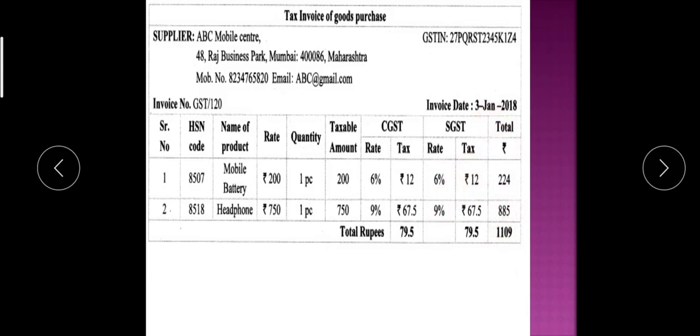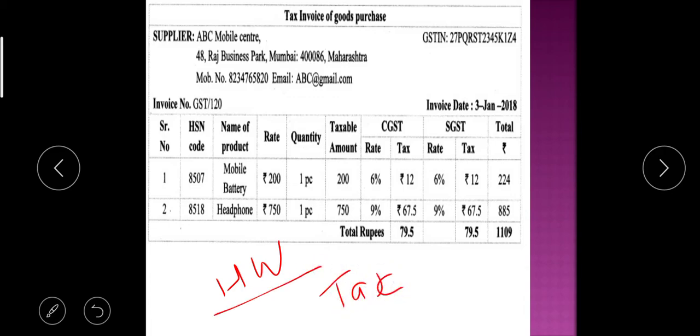So in this way you have to prepare another bill by taking your own details, prepare the tax invoice and send it to me before the session. This is your homework. So prepare a tax invoice.